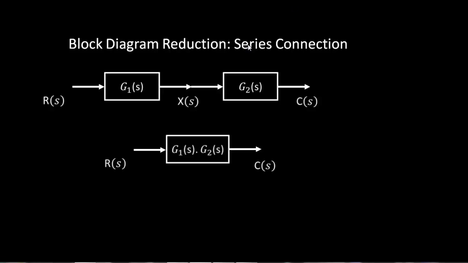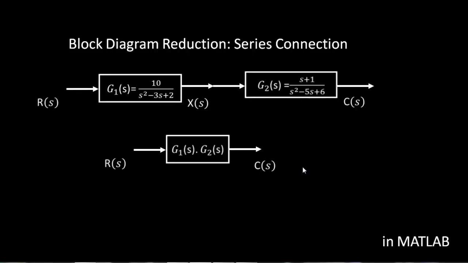So here I have input R of s, C of s is my output, and the intermediate output is X of s, which is the output of G1 of s and the input for G2 of s. If I have them in series one after another, I can write it as G1 into G2 of s. For example, I can take G1 as 10 divided by s square minus 3s plus 2 and G2 as s plus 1 divided by s square minus 5s plus 6.